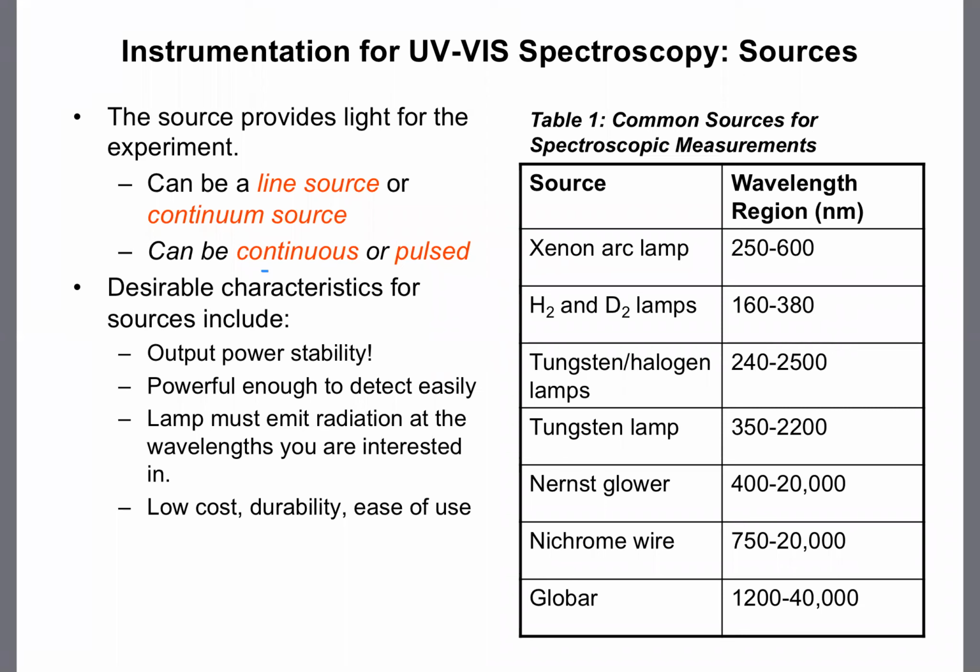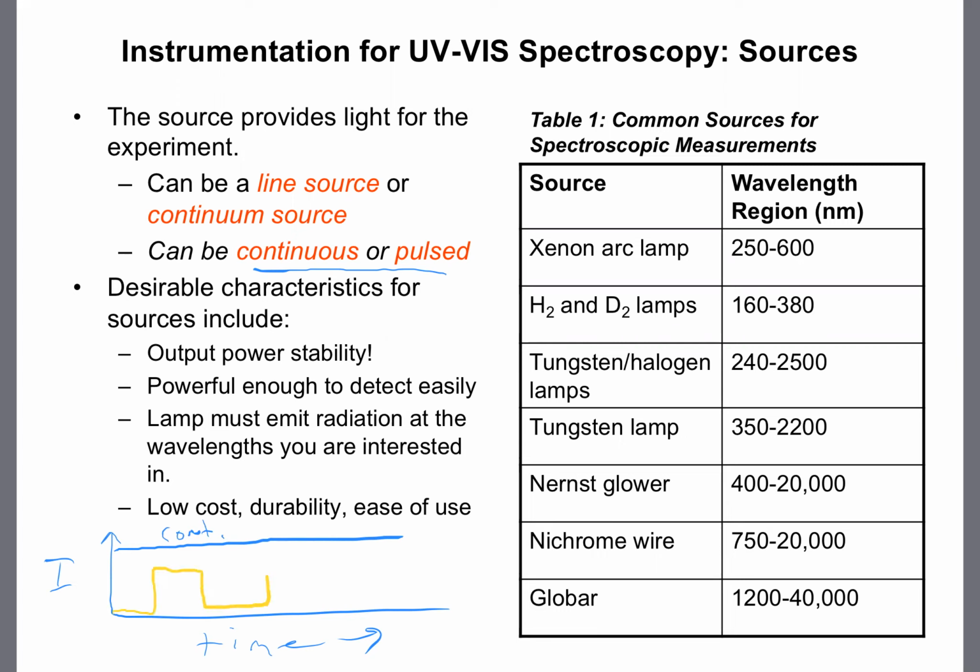Now, the source can either be continuous or pulsed in time. I'm going to make a plot of intensity of output power versus time. A continuous source would basically have more or less continual output power. On the other hand, a pulsed source might be off and then on, and then off and then on, off and on. You get the idea, right? This is a pulsed source.